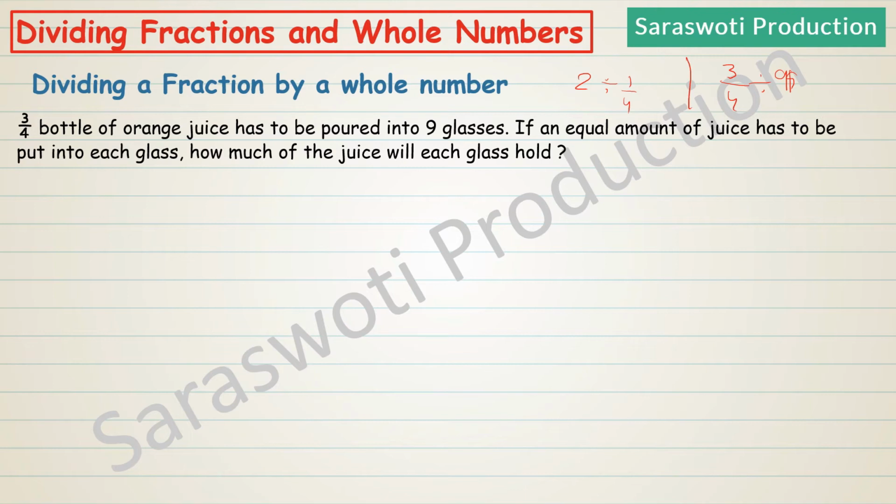The question given to us here: 3/4 of a bottle of orange juice has to be poured into 9 glasses. If an equal amount of juice has to be put into each glass, how much of the juice will each glass hold? We have to find out 3/4 divided by 9 is equal to how much?